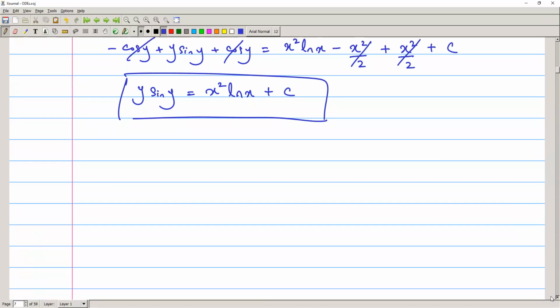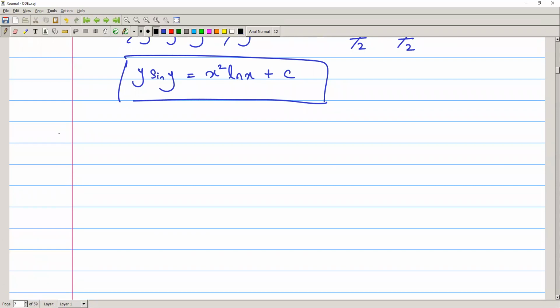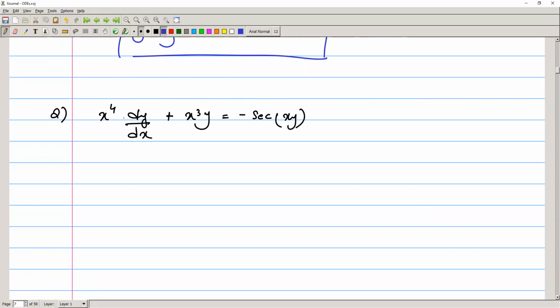Now let's take some other example. This is the question, that is x to the power 4 dy by dx plus x cubed y is equal to negative sec xy. So now we can see that we cannot separate the variables from this equation, because here it's sec of x times y and here the function is of this type.